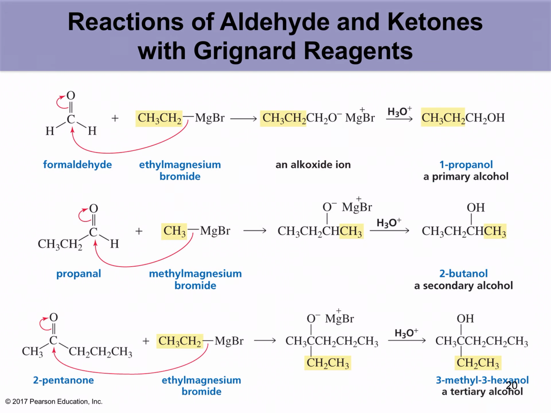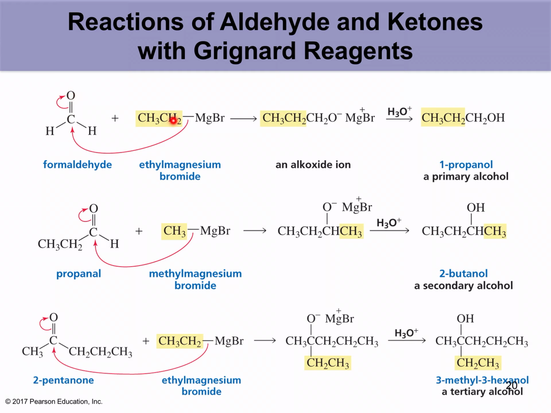Reactions of aldehydes and ketones with Grignard reagents. So here again, this is the Grignard reagent. You have an alkyl group, an ethyl group. This is the formaldehyde. So we should be able to say what is the product that we're going to get. The alkyl group will add to the carbon, and this would end up being an alcohol. That is the end product.